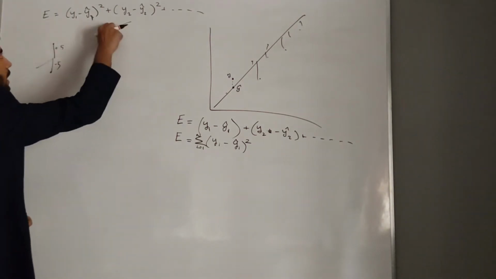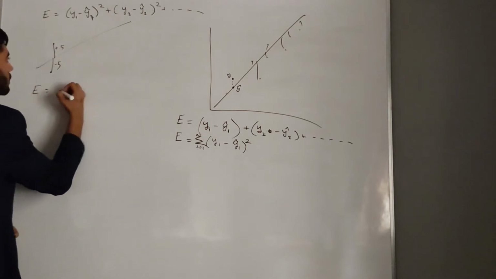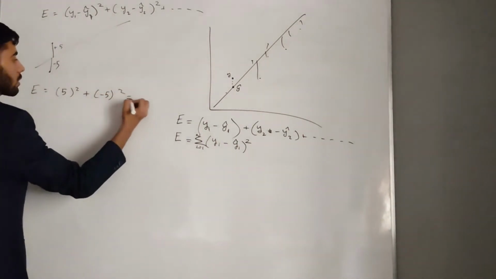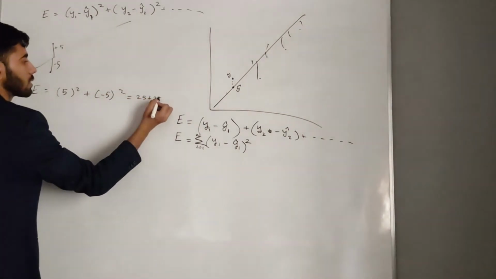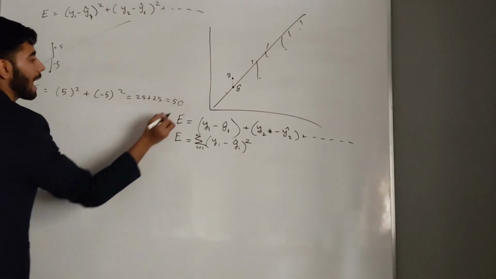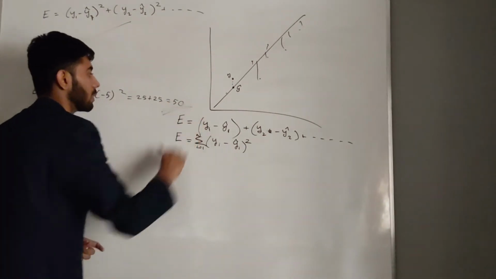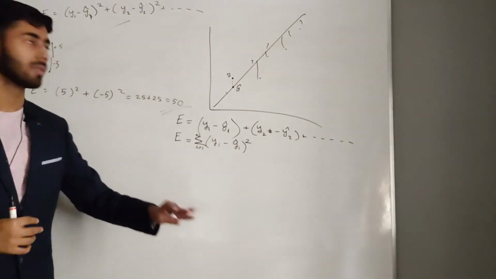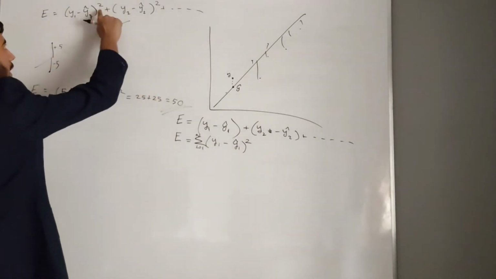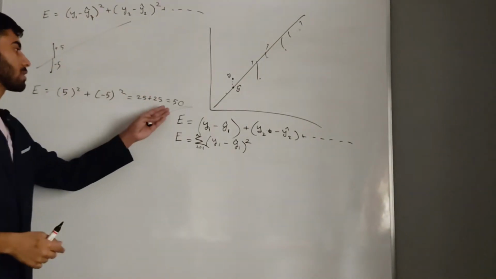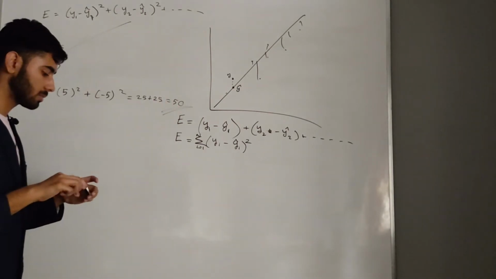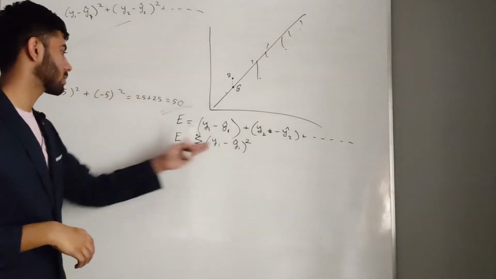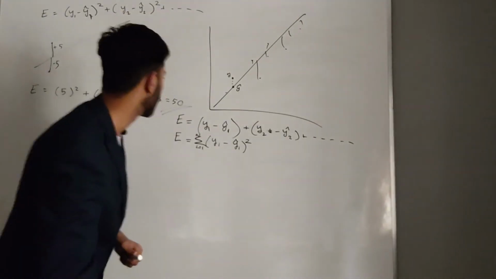Now if I calculate the error term, what I'm going to get is 5 whole square plus minus 5 whole square, which is going to give me 25 plus 25, that is further equal to 50. And we all know that 50 is a positive number, and error has to be a positive number. Error can never be a negative number. So just by introducing a square term, I have managed to achieve a positive error. We can have different error terms for different models, but for this case, a square term is going to be working perfectly fine.